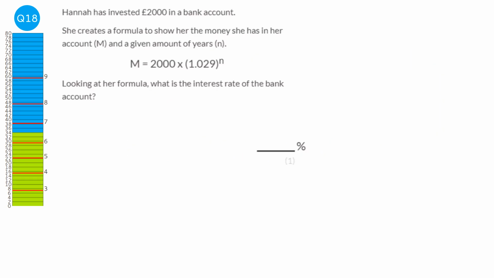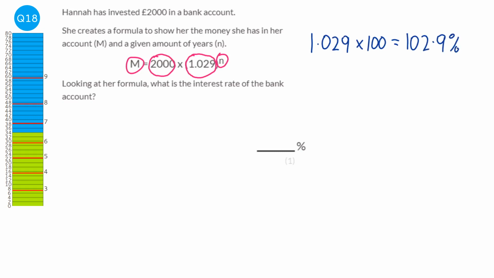So the way this formula works is we have m, which is the final amount. The 2,000 here is our initial amount. The decimal in here is our multiplier, and the power here is the amount of years. So the way multipliers work is they are the percentage divided by 100. So if we go the other way and times it by 100 to make it back into a percentage, it will be 102.9%. Now it says, what is the interest rate of the bank?